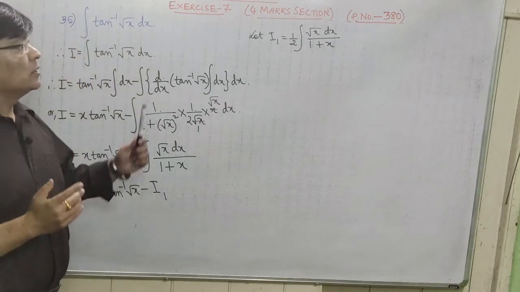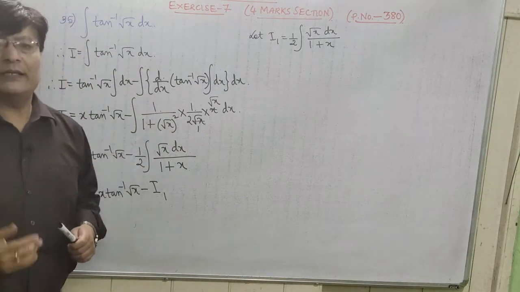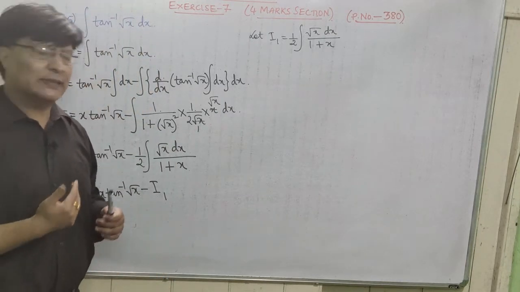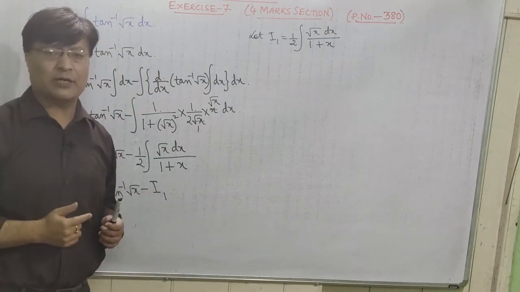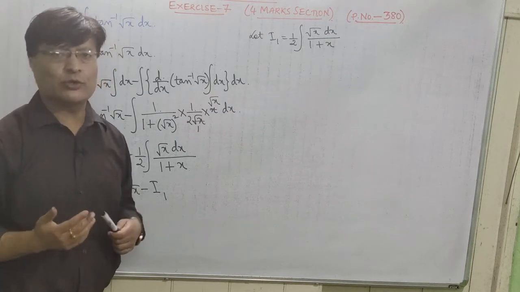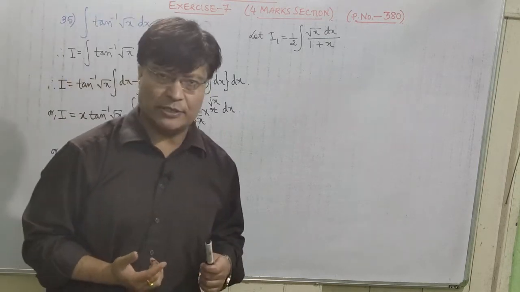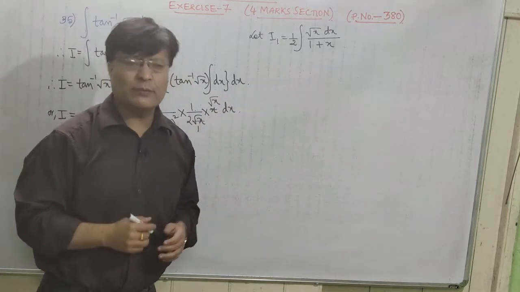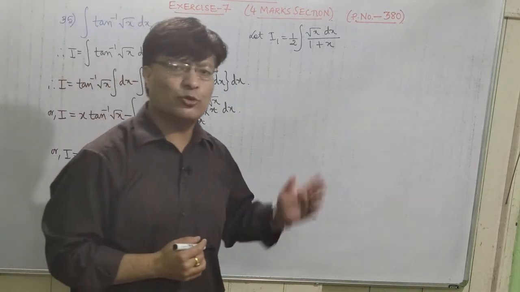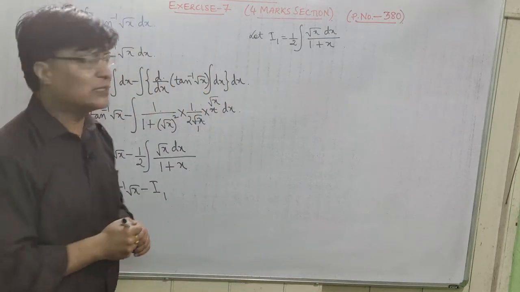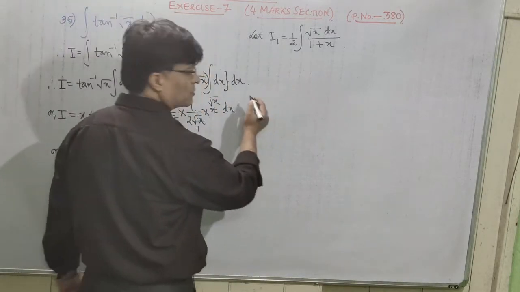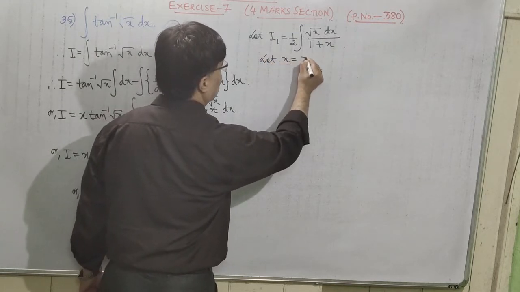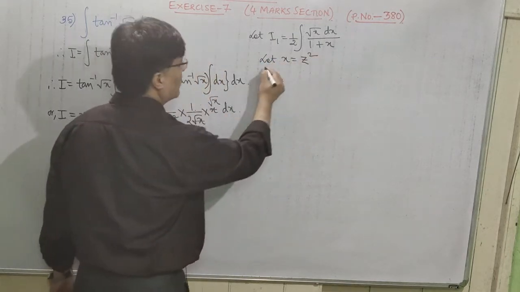Okay. So how will you evaluate this integration now? So we have done it in the previous chapter, that is in method of substitution we have done it, and in standard integral also we have done such type of integration. Okay. So what is the method for integrating it? So let us remove square root from the denominator, that is root over x. So let us put x is equal to z square. That is the method of substitution. So here we put let x is equal to z square.